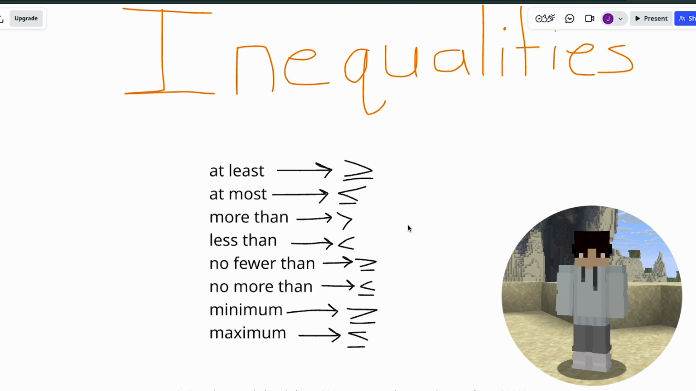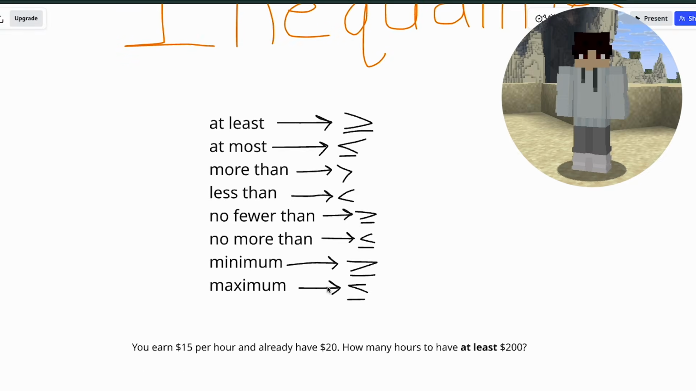And you'll see different things in problems to show what inequality sign you have to use, but you can just use this simple graphic on the screen. At least is greater than or equal to, at most is less than or equal to, and then you can read the rest on the screen here. So look at this example.